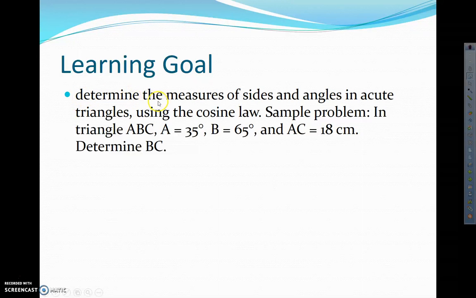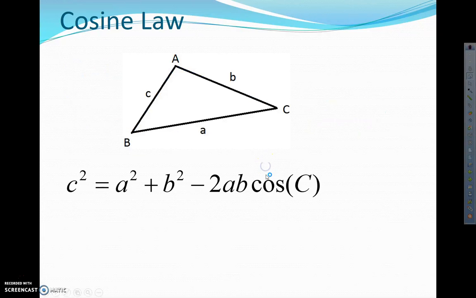The learning goal here is to determine the measures of sides and angles in acute triangles using cosine law. Sample problem: in triangle ABC, A is this, B is this, and so on and so forth. We can determine the side length.